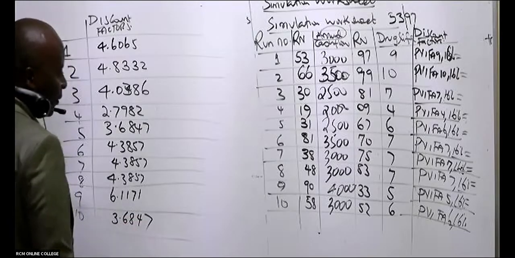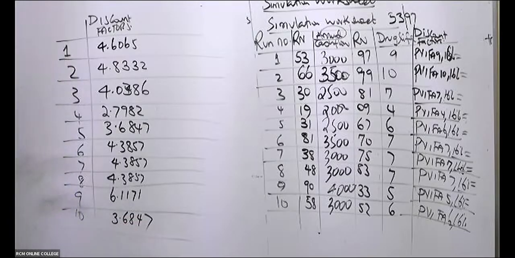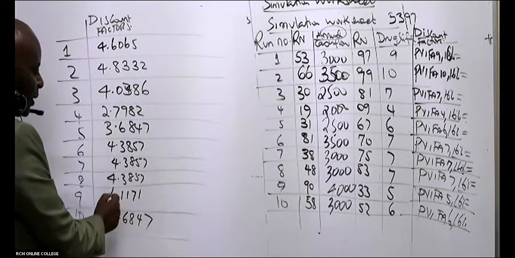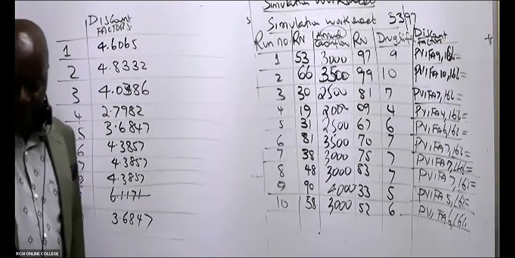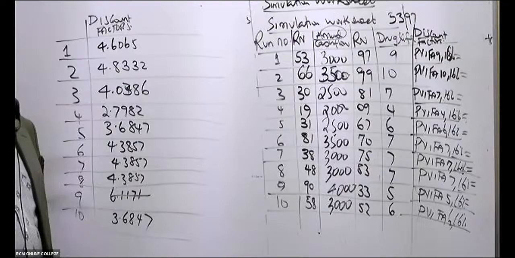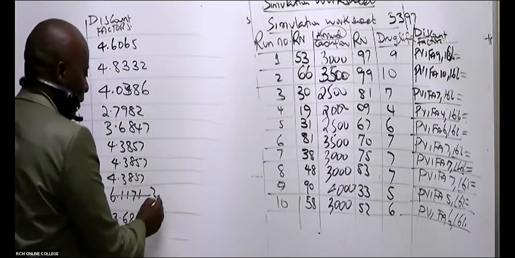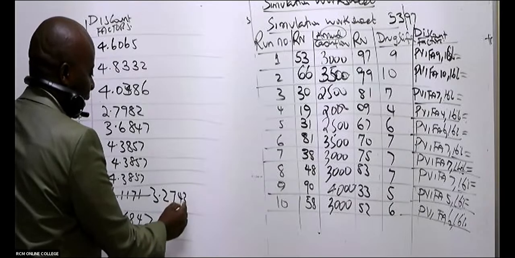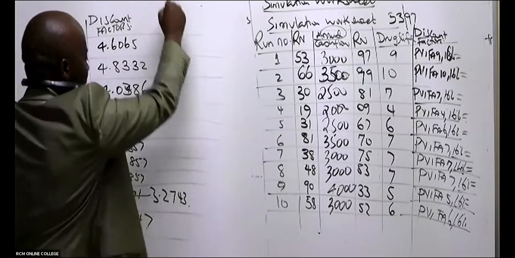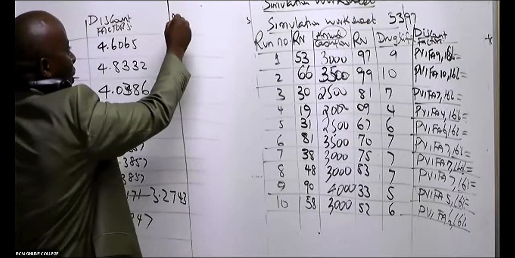3.6847. Please check your number 9, because you see, this is 5 years. Check your number 9 again. 3.2743. Now, having gotten this, you can come and do the last column, which is the column of net present value.